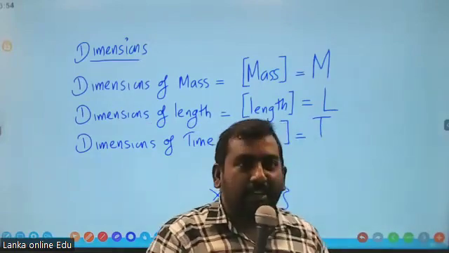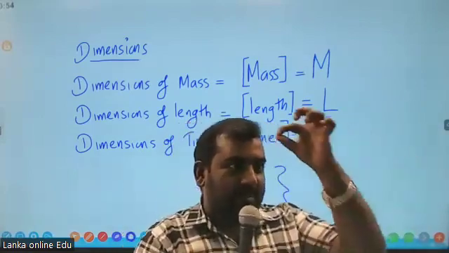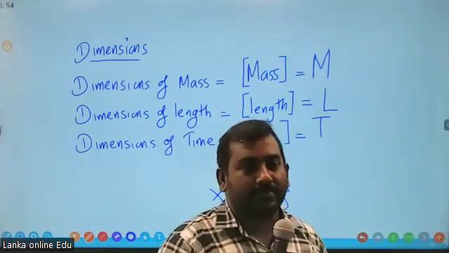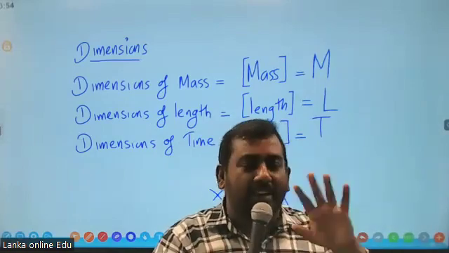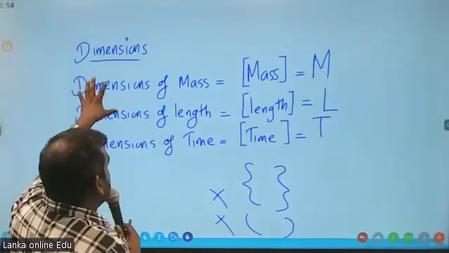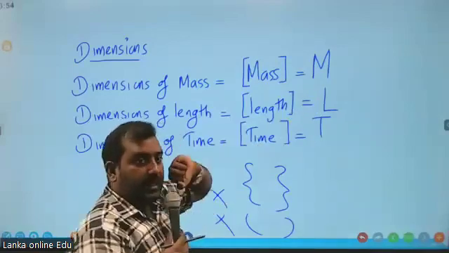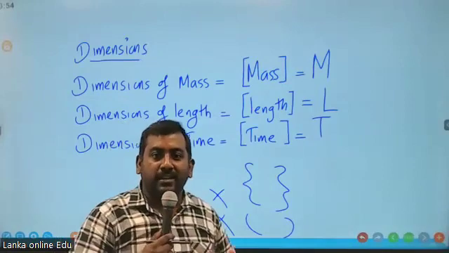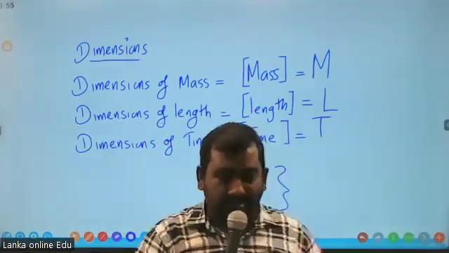Is it clear? So mass dimension means capital M. Length dimension means capital L. Time dimension means capital T. Mass, length, time. Others are also there. As we go along, we will learn those. For now, mass, length, time are important. So dimensions of mass is capital M, dimensions of length is capital L, dimensions of time is capital T. So what is the dimension? The universal method of representing a physical quantity. Clear?